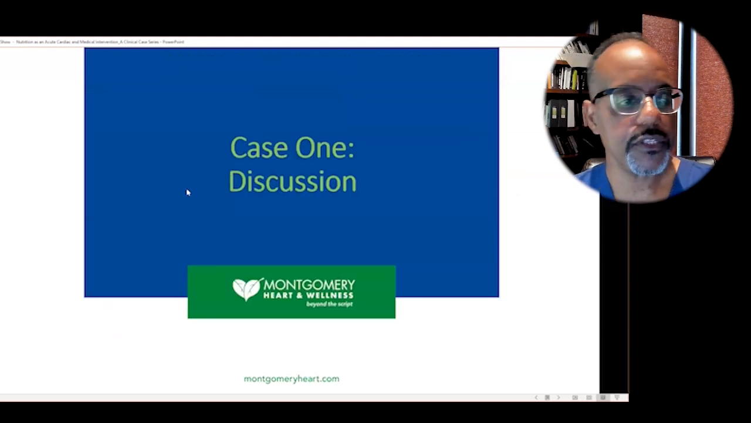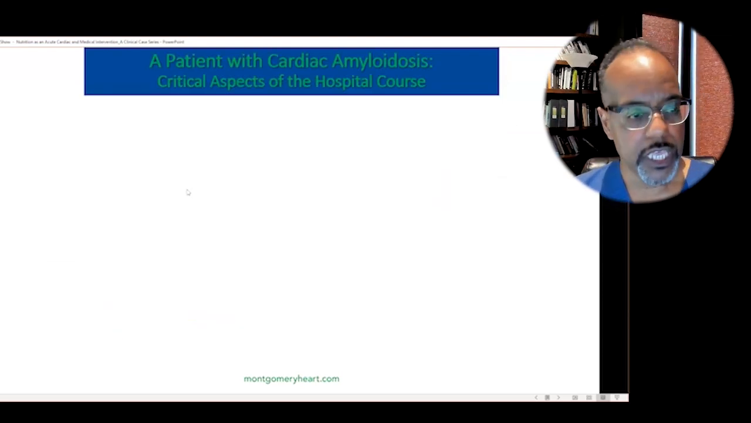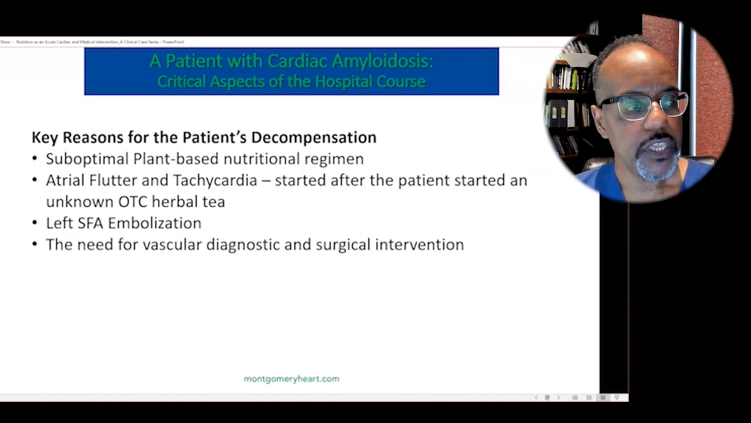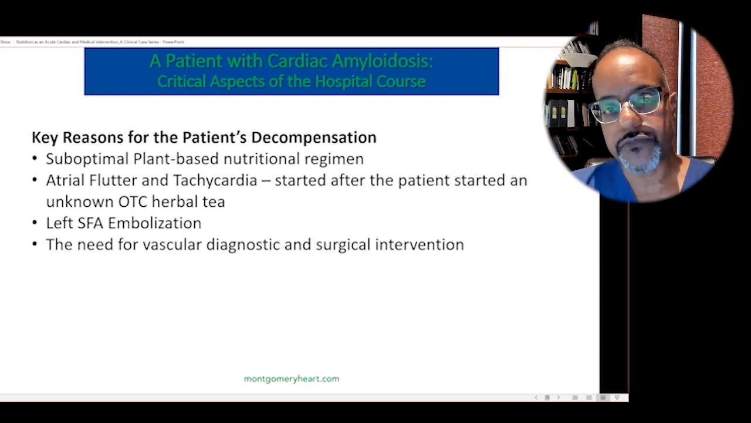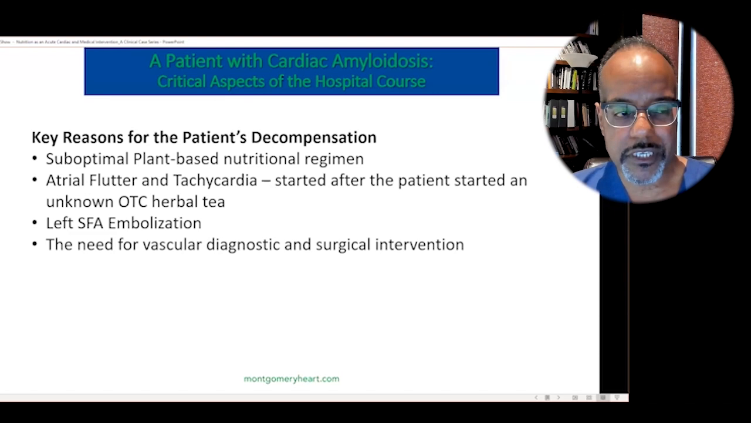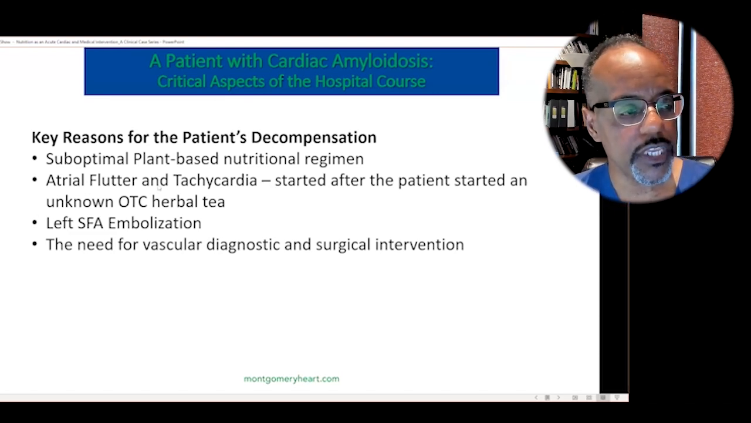So in summary on this patient, to put all this together, I know I went through some nuances with you, but what were the key reasons for this patient's decompensation? Well, one, he was on a plant-based diet. This patient was followed by us, followed by my PA. However, he was eating a fair amount of cooked foods. Maybe some might have been microwaved, I'm not sure. But he did take some kind of an over-the-counter herbal tea I didn't find out about until later.